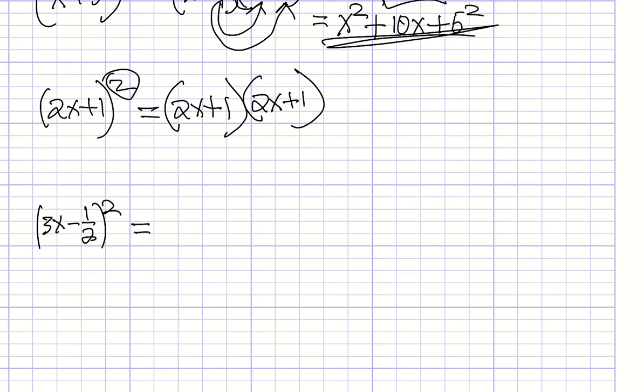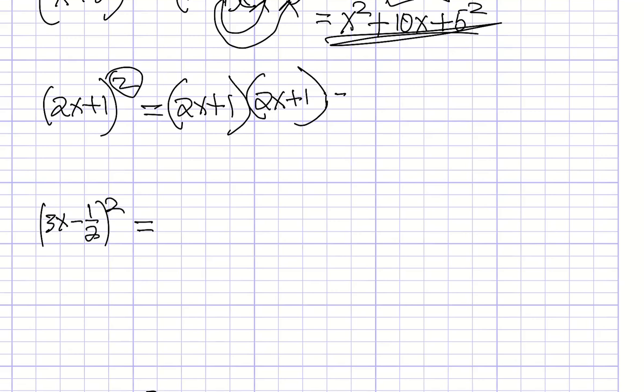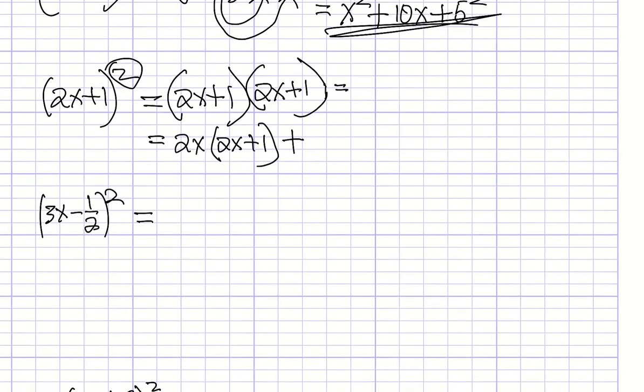Alright, I'm going to show you the thing called FOIL. Let me show you basically what they're saying. That's what I've been doing, but I'll show you another way you can visualize FOIL, okay? So you expand it like that. Let's start here: 2x times 2x plus 1, plus 1 times 2x plus 1. That's what FOIL is saying.